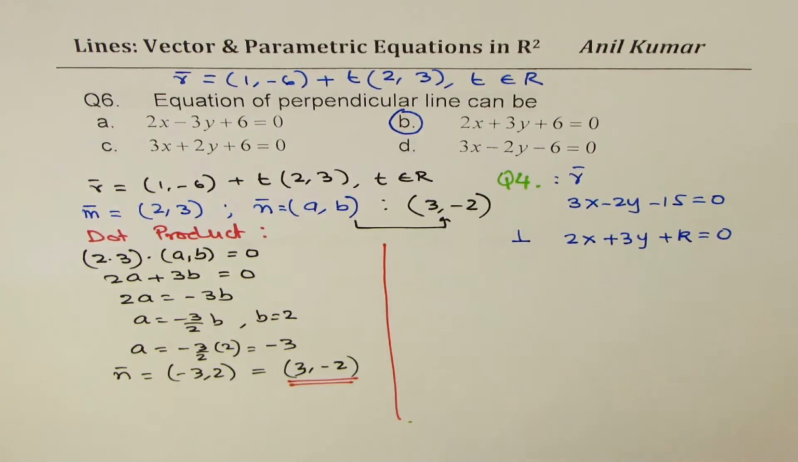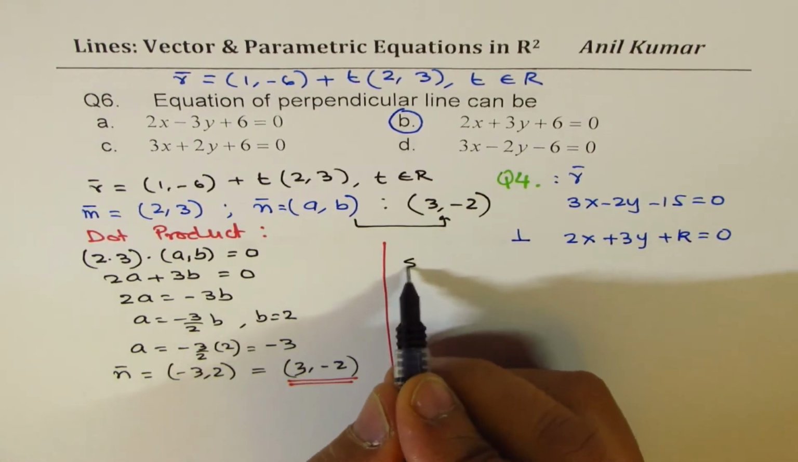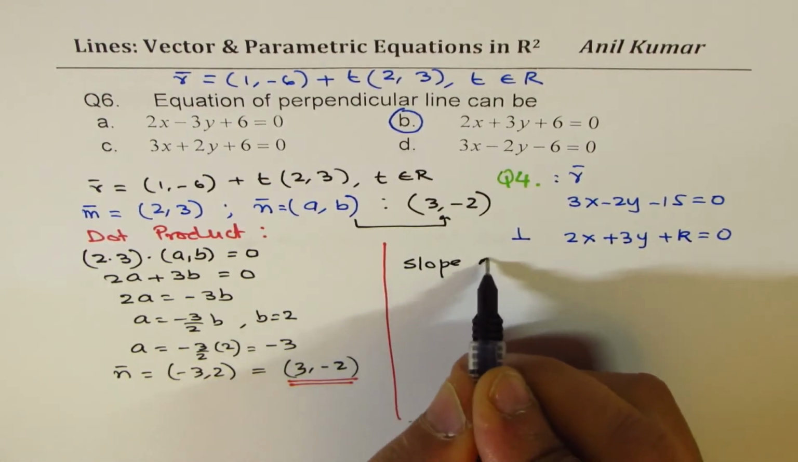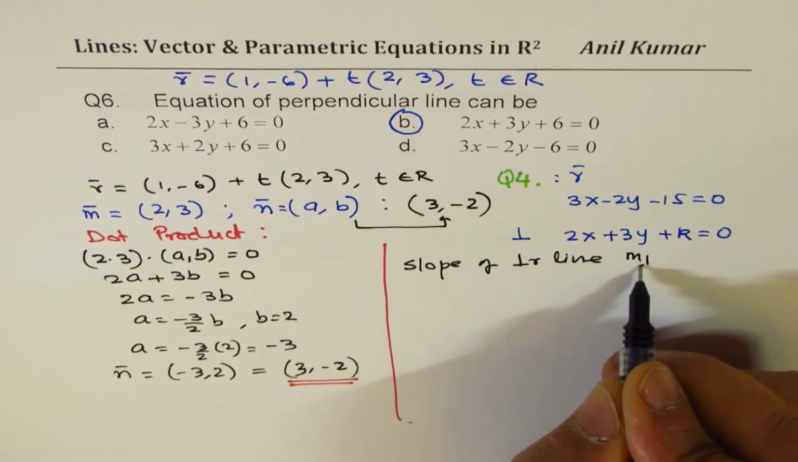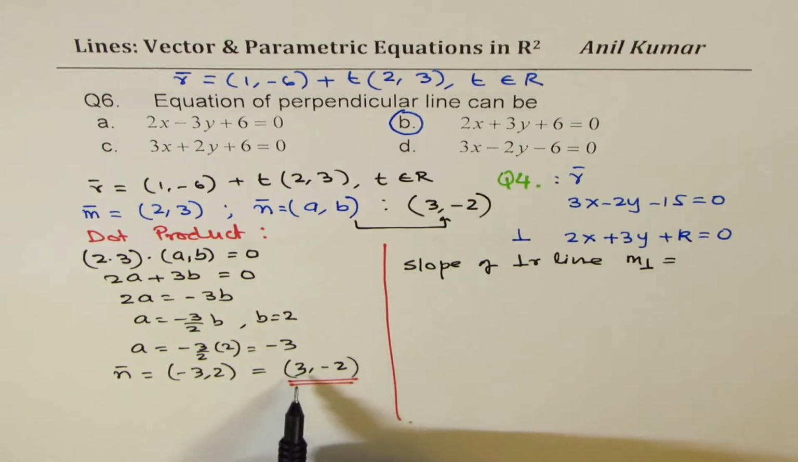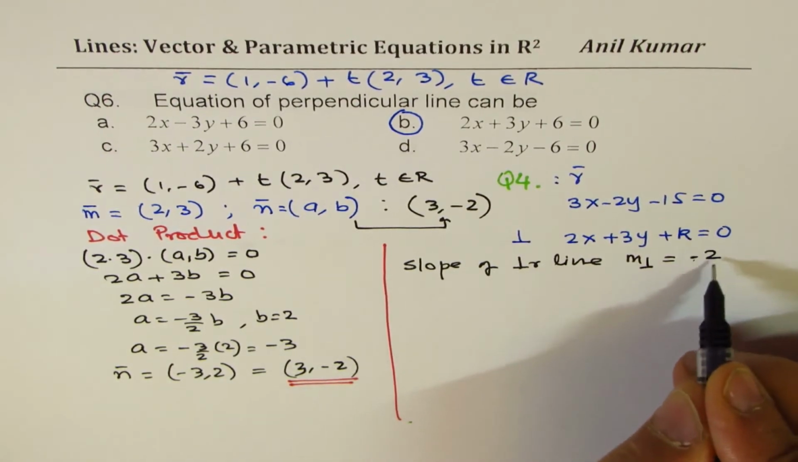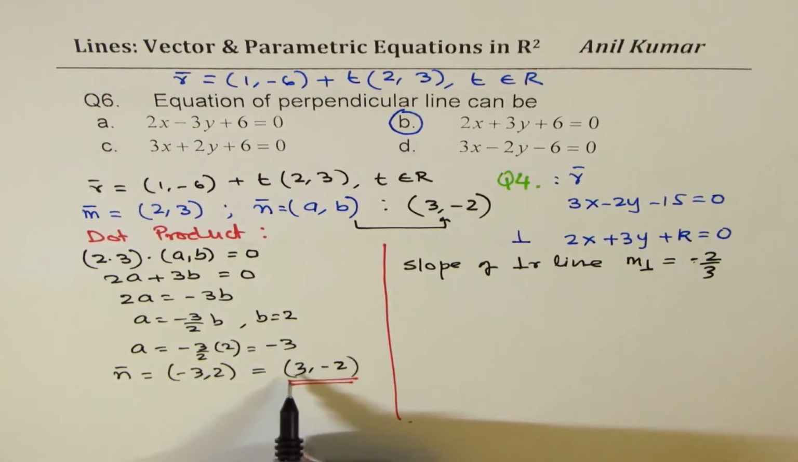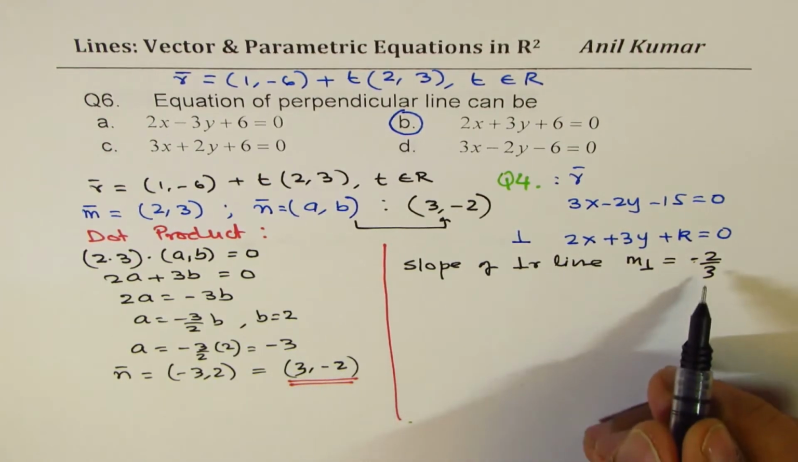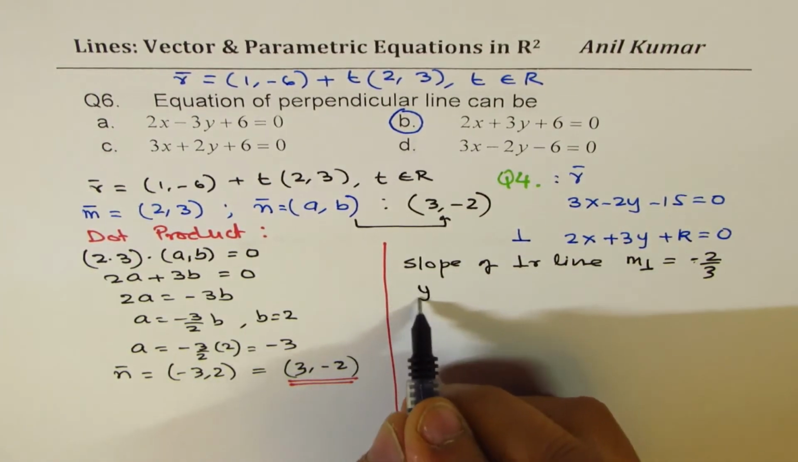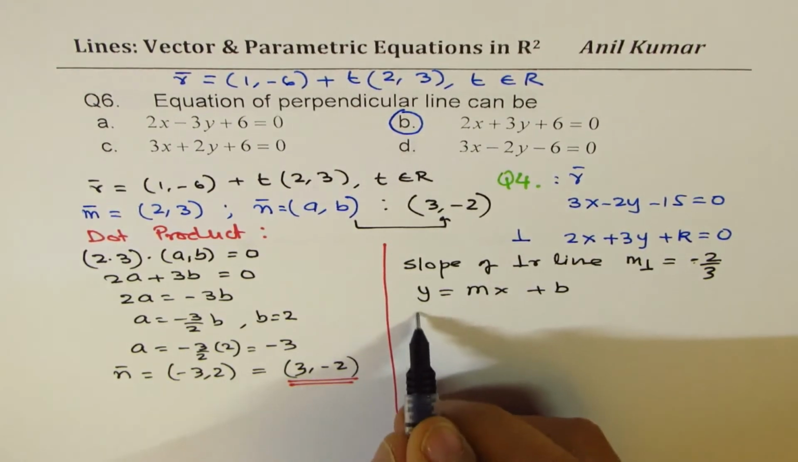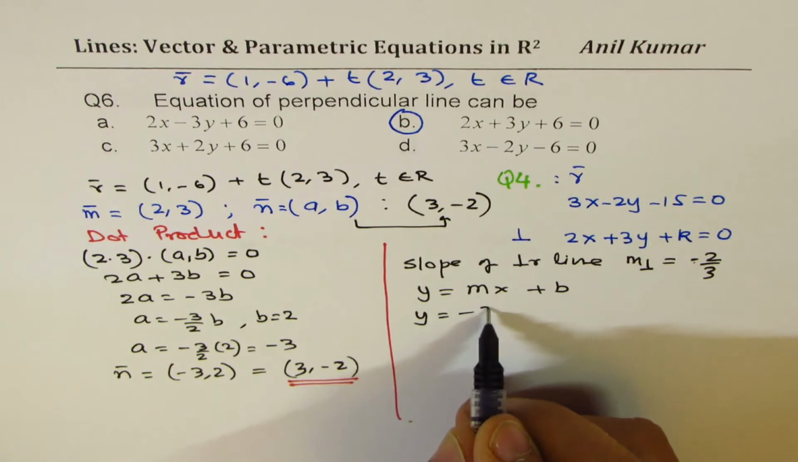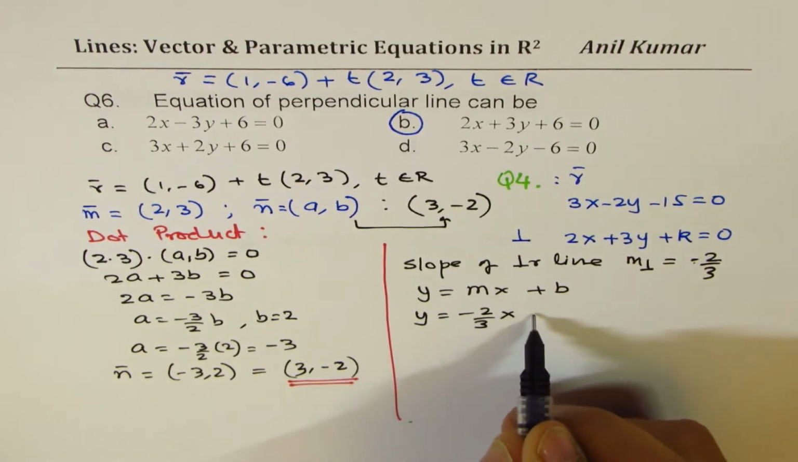Once you know the normal, you can find the equation. So that gives the slope of the perpendicular line. So we can say the slope of the perpendicular line, m perpendicular, is minus 2 over 3, correct? So from the direction you can get the slope, and from the slope we can write the equation in the form of y equals mx plus b. So we have y equals minus 2 over 3 x plus b.